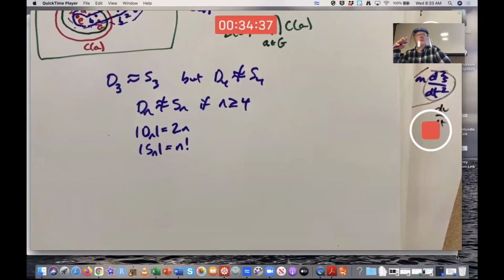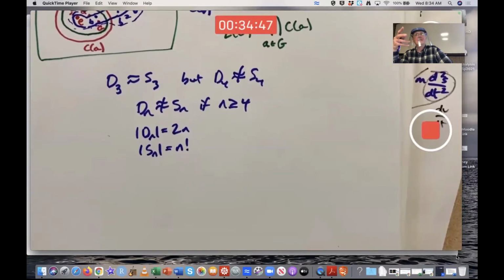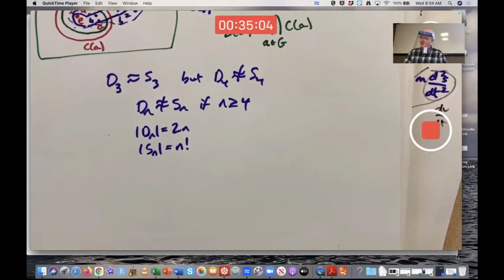I can briefly say what the official definition is. There's got to be a one-to-one and onto function from one group to the other that preserves the operation, that's the key. It's analogous to linear transformations in linear algebra that were one-to-one and onto. You might remember T of U plus V must be equal to T of U plus T of V for linear transformations.